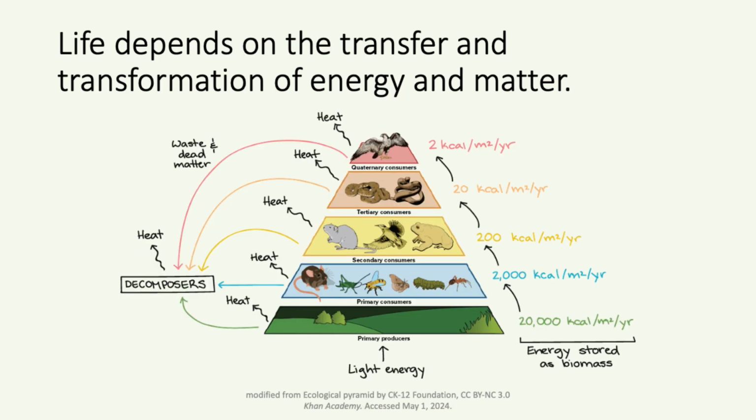Life depends on the transfer and transformation of energy and matter. Energy flows through an ecosystem in one direction, entering as sunlight, converted to chemical energy by producers, passed on to consumers, and exiting as heat. Ecosystems are characterized by the cycling of matter from the atmosphere and soil through producers, consumers, decomposers, and back to the environment.